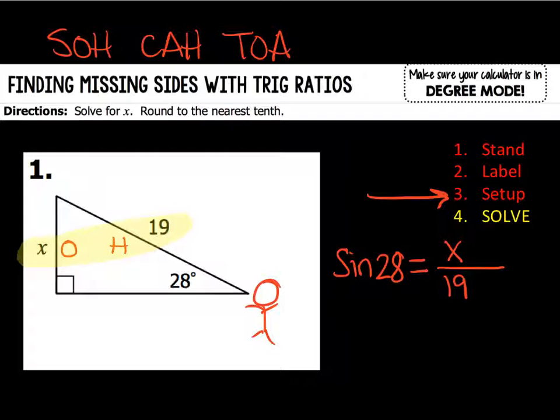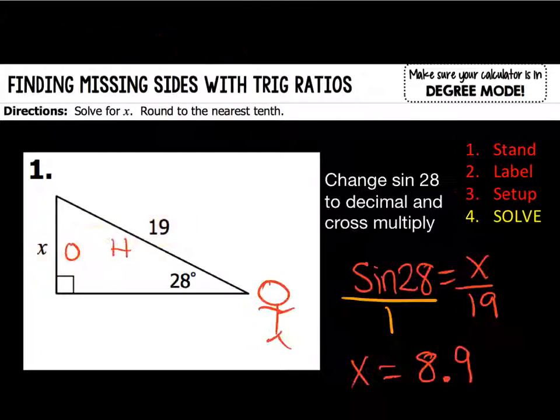The sine, because I'm using opposite and hypotenuse. So at the top, you can see sine uses opposite and hypotenuse. So I am putting my angle here, 28, sine of 28 is equal to opposite, which is x, over hypotenuse, which is 19. So I have my ratio. So I stand, I label, I set up. So this is my setup, and then I'm ready to solve.